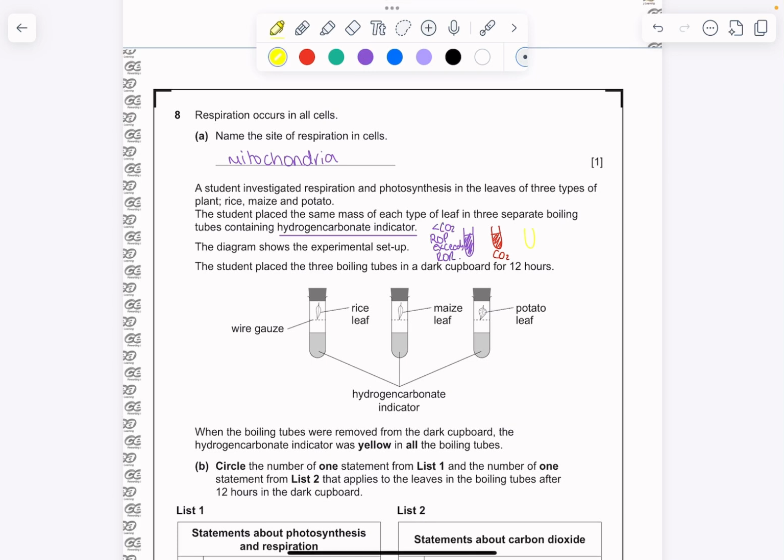The other option we have then is yellow. I can't really see the yellow here, so I'm going to write that in a black pen. This is when the rate of respiration exceeds the rate of photosynthesis, and then there would be more CO2 or higher levels of CO2. So before you move on, I know the hydrogen carbonate indicator can be used here. The diagram shows the experiment setup.